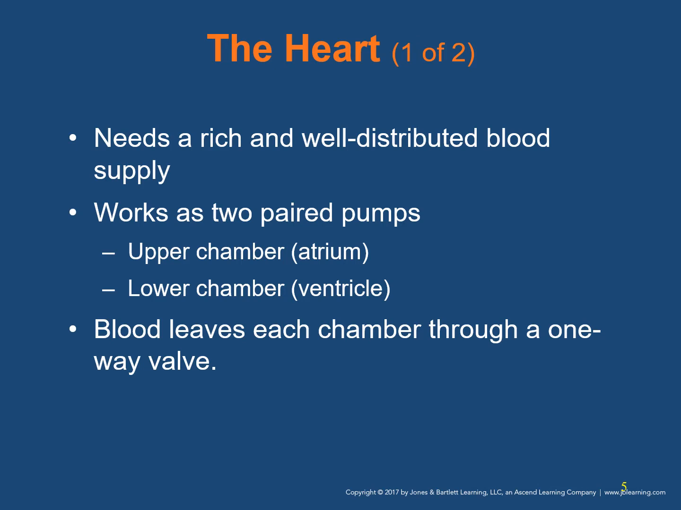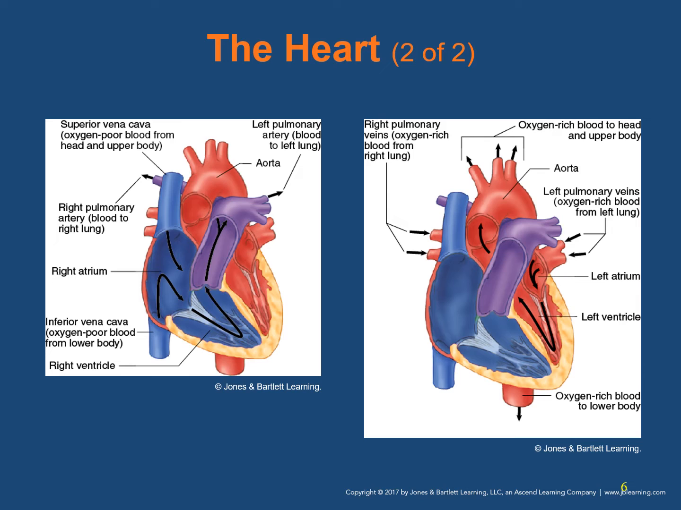The heart needs a rich and well-distributed blood supply, and works as two paired pumps: the upper chamber, the atrium, and the lower chamber, the ventricle. Blood leaves each chamber through a one-way valve, which keeps the blood moving in the proper direction. This figure shows the right and left sides of the heart.